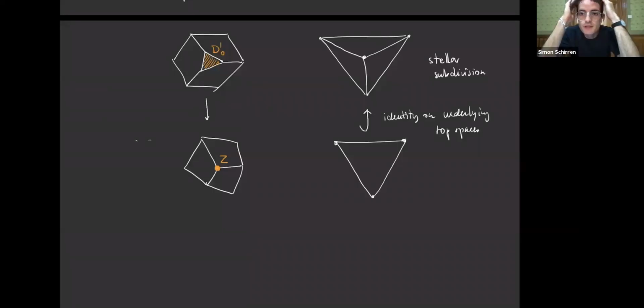Sorry, can I ask something? Yeah. About this stellar subdivision. In the upper thing where we blow up, it still has a face. So how do I picture this? I have this point in the middle, but do I have faces everywhere now?